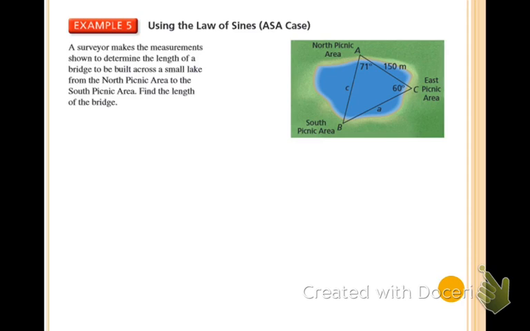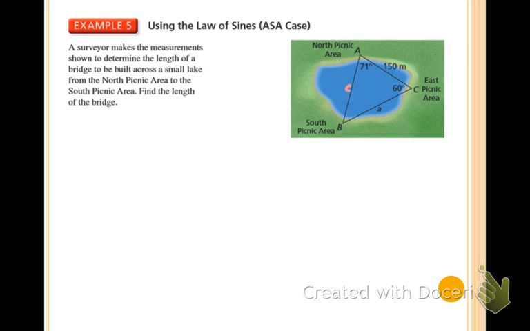A surveyor makes the measurements shown to determine the length of a bridge to build across a small lake from the north picnic area to the south picnic area. Find the length of the bridge. In this one, we are finding from the north to the south. Which side goes from the north to the south? Side C. So we're just solving for side C, because all we're doing is figuring out how far it is to build a bridge from the north to the south.